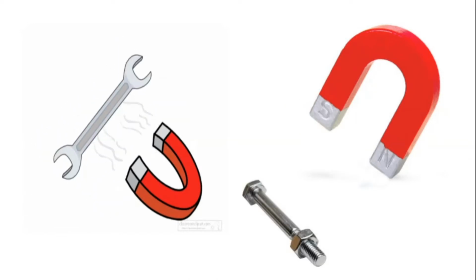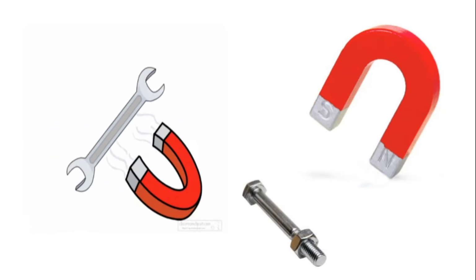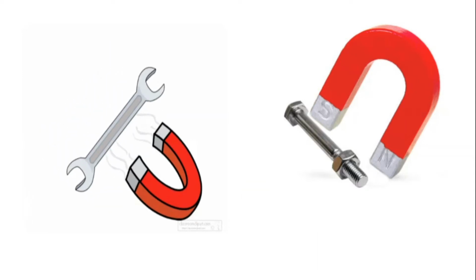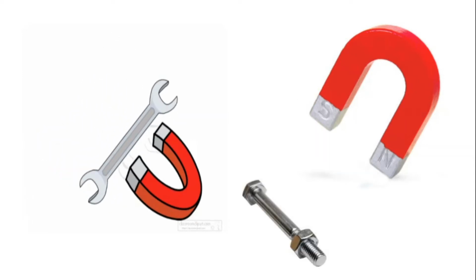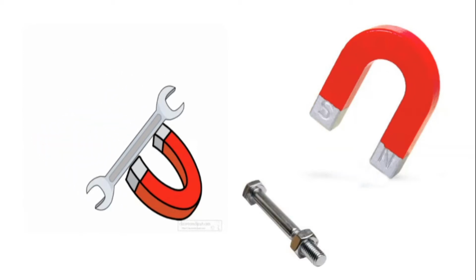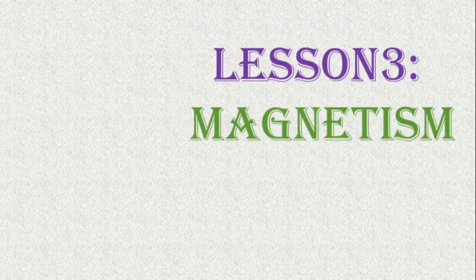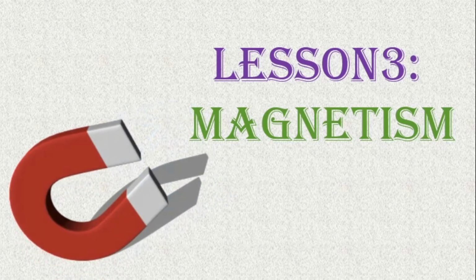So, as you can see, this is one shape of the magnet, and it attracts or pulls any object made of iron. This power of the magnet that attracts iron materials is called magnetism. And this is our lesson today. So, Lesson 3 is talking about magnetism. And as we said before, magnetism is the power of the magnet to attract the materials that are made of iron.